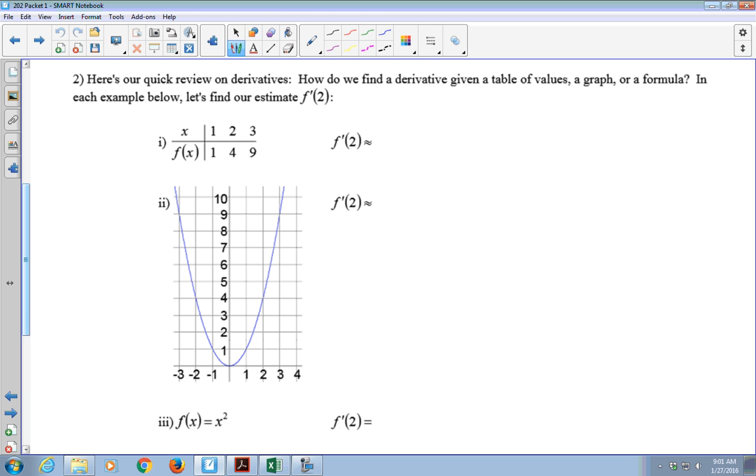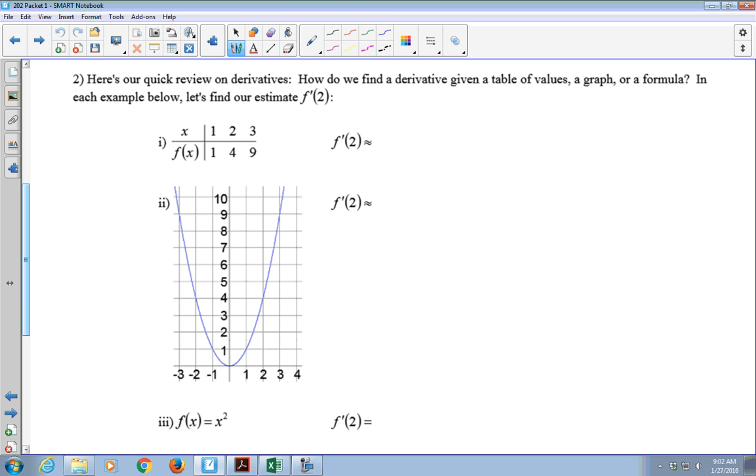2 points on either side? Yes, sure. The definition of a derivative is the slope of a tangent line, right? The slope of the tangent line at 2 in this case. So the best we can do here is to find the slope of a secant line between 2 points, because we don't have that much information.